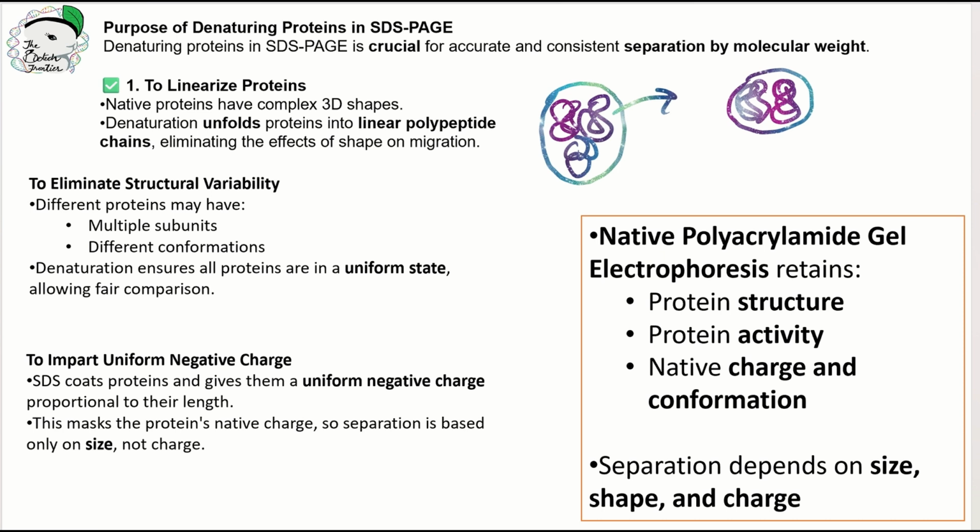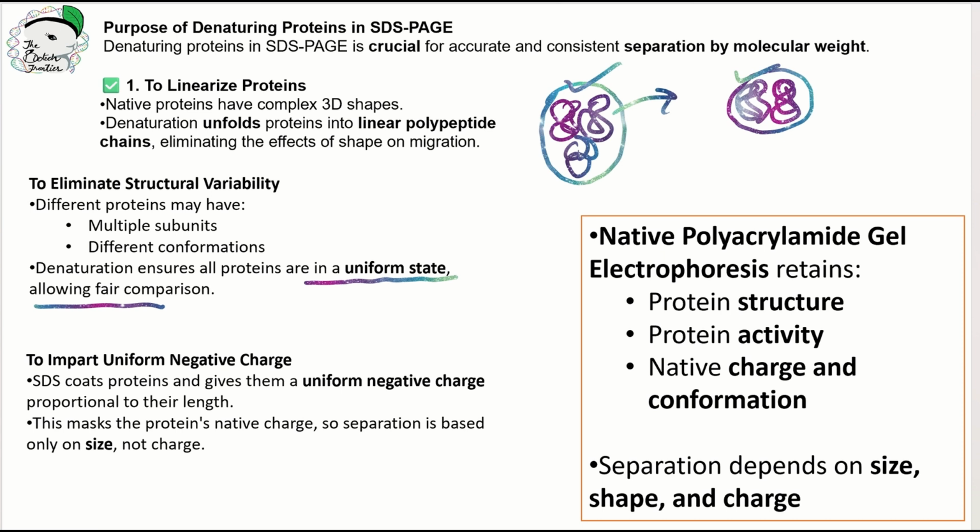The second is the different conformation. Maybe these two have different conformations. Denaturation ensures all the proteins are in a uniform state, that is, in a primary state, or you can say a linear state or linear polypeptide form.